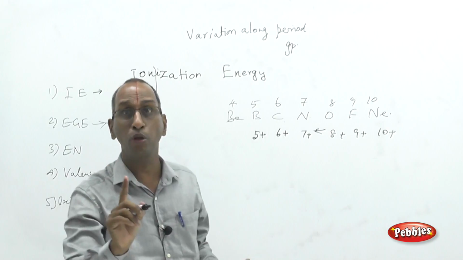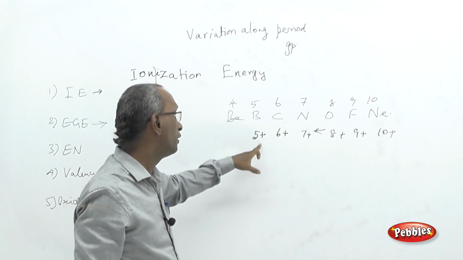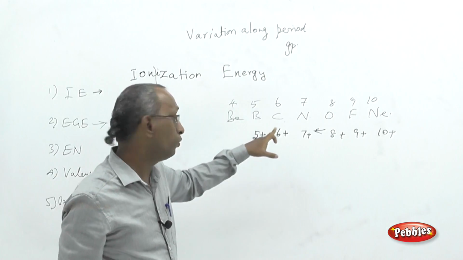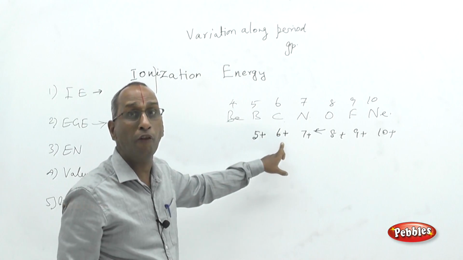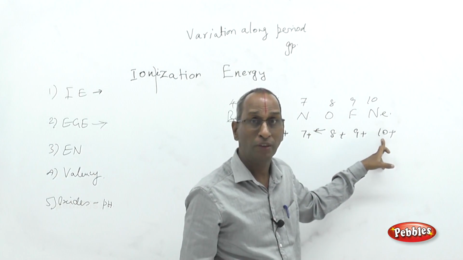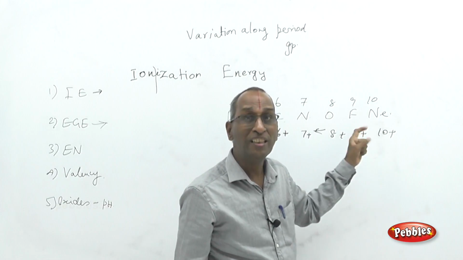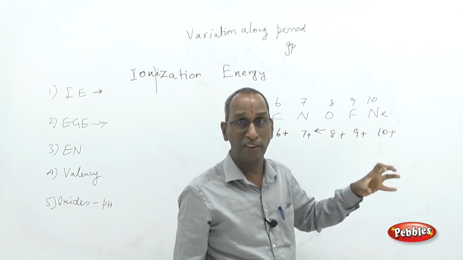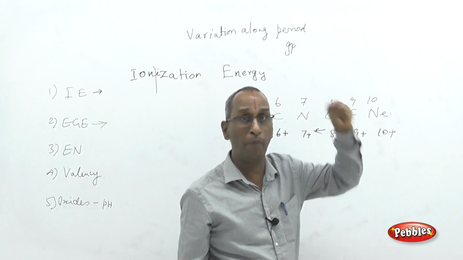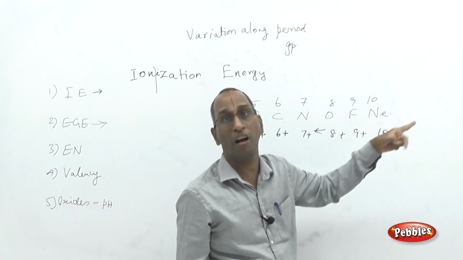In each case, the outermost electron is under the control of those positive charges: 5 positive charges, then 6 positive charges, and finally the outermost electron is under the control of 10 positive charges. So 10 opposite charges will have better attraction. So it is very difficult to remove an electron from neon.